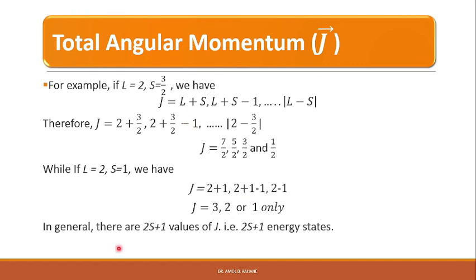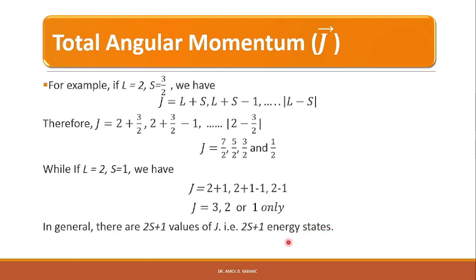We can see in general there are 2S plus 1 values of J, that is 2S plus 1 energy states. That means in this case we have S is equal to 3 by 2, so we get 2S plus 1, that means 2 into 3 by 2 plus 1, which is equal to 4 values, and therefore we get 4 values of J. In this case S is equal to 1, that means 2S plus 1 is 3, and we get 3 values of J. And since the number of J values is 2S plus 1, we get 2S plus 1 different energy states, right? The energy of the state depends on the total momentum. Hence, we have 2S plus 1 different energy levels.